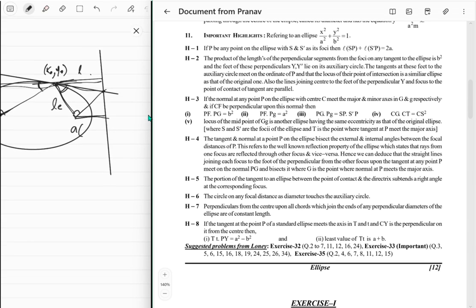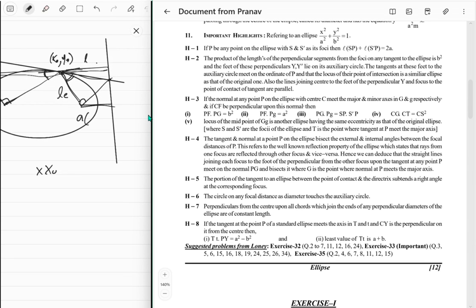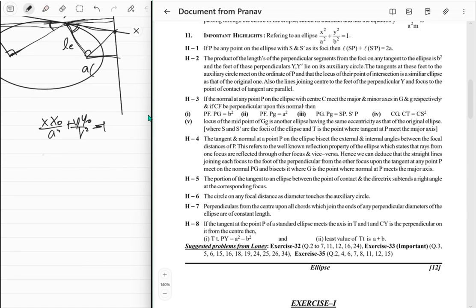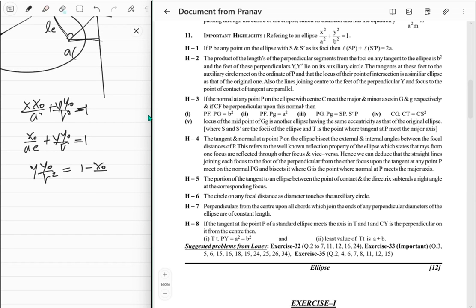Then what is this going to be? The tangent is x x0 upon a squared plus y y0 upon b squared equal to 1. So the point might be (a upon e, y). Just put that in there. It's supposed to be x0 upon a e plus y y0 upon b squared equal to 1. So our y coordinate, let's solve for that. It's 1 minus x0 upon a e. You can write this as cosine theta upon e, and y0 as b sine theta. So y would be b upon sine theta times (1 minus cosine theta upon e) or something like that, right? Okay.